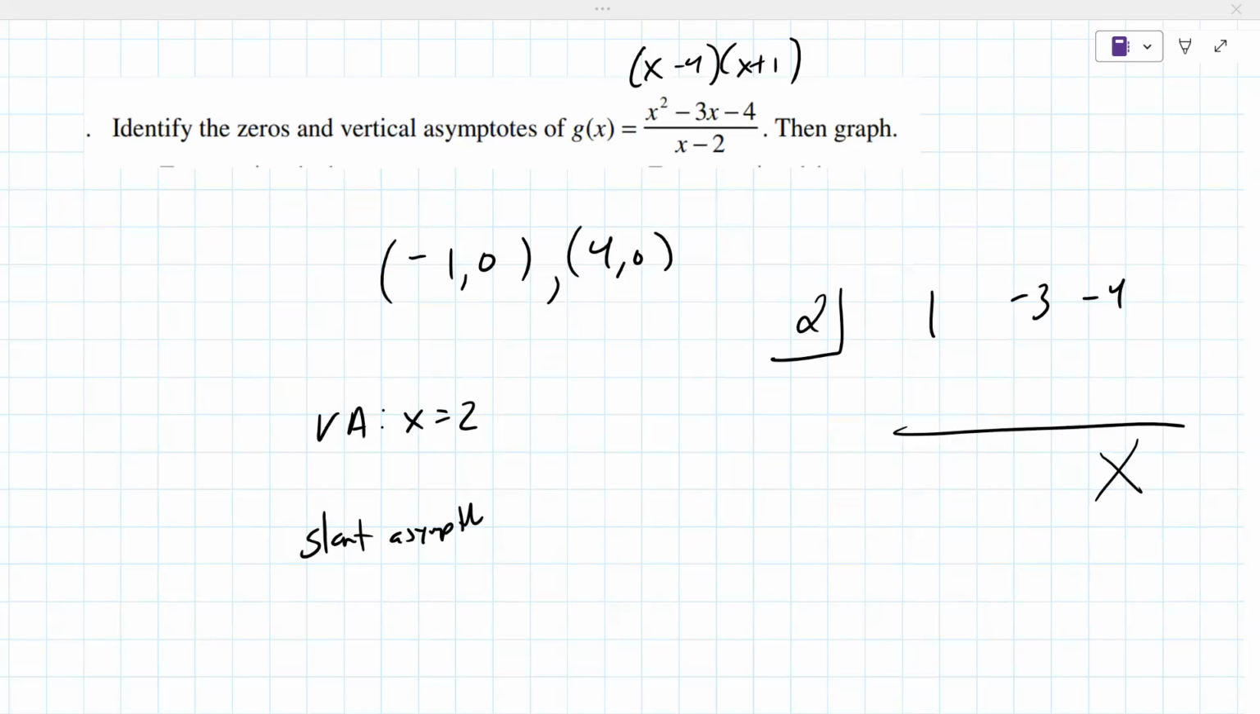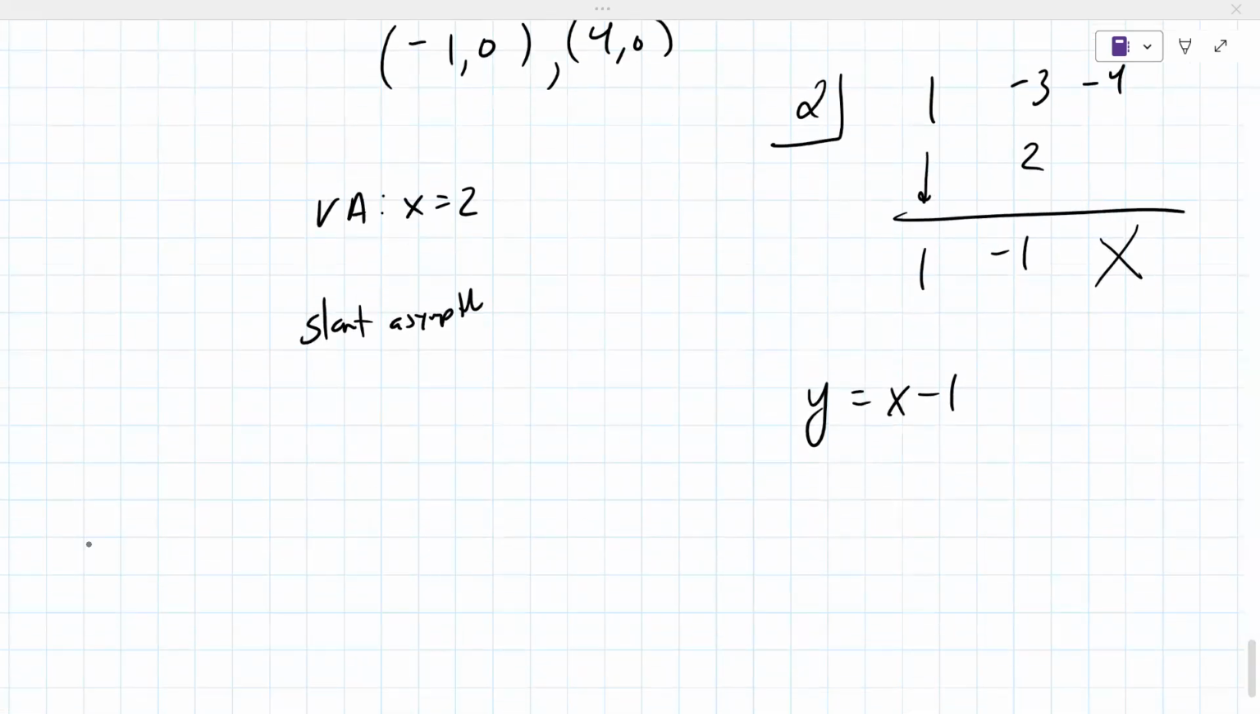Would it be x minus 1? So y equals x minus 1. Yeah, good. Really good. Okay. Now, free response. Give me the domain and the range.